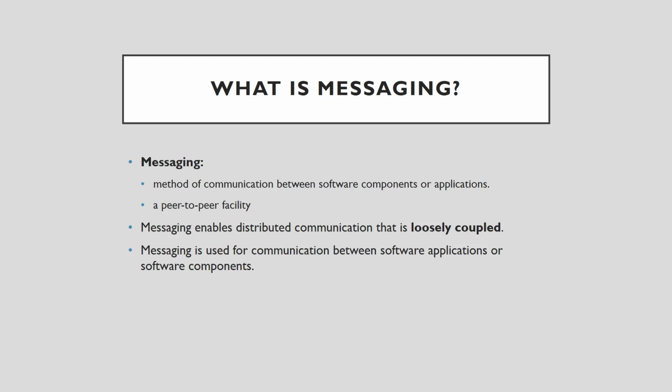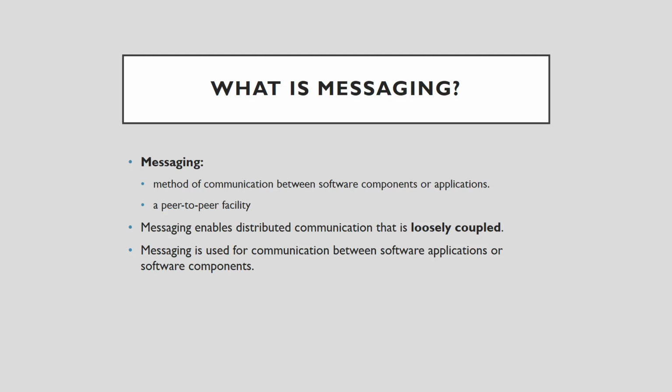Messaging enables distributed communication that is loosely coupled. A component sends a message to a destination, and the recipient can retrieve the message from the destination. However, the sender and the receiver do not have to be available at the same time in order to communicate. In fact, the sender does not need to know anything about the receiver, nor does the receiver need to know anything about the sender. So the sender and the receiver need to know only which message format and which destination to use.